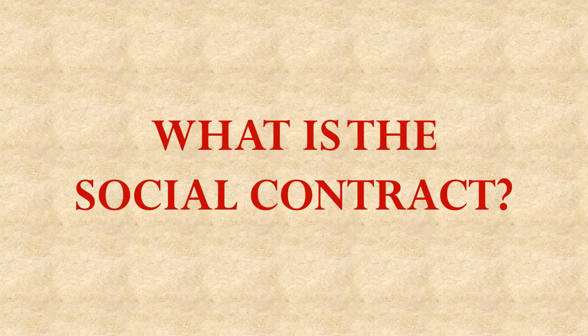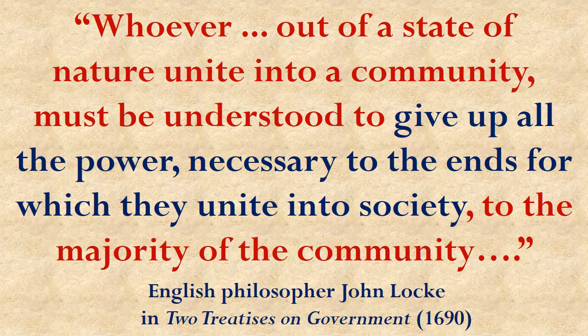We can get an idea of what the social contract is by looking at a quote from the philosopher John Locke. John Locke points out that whoever out of a state of nature unites into a community must be understood to give up all the power necessary to the ends for which they unite into society.